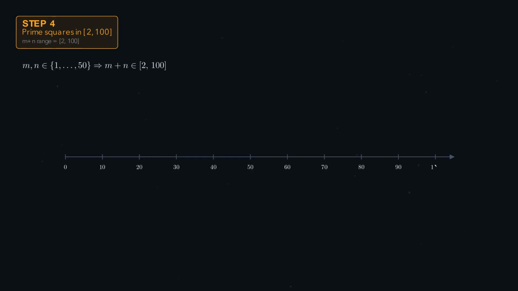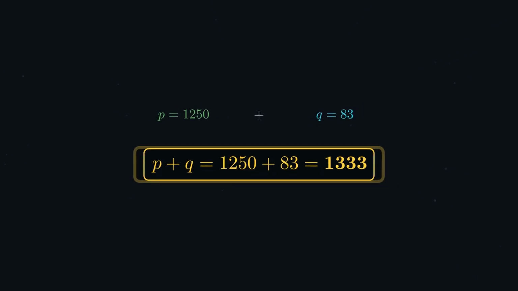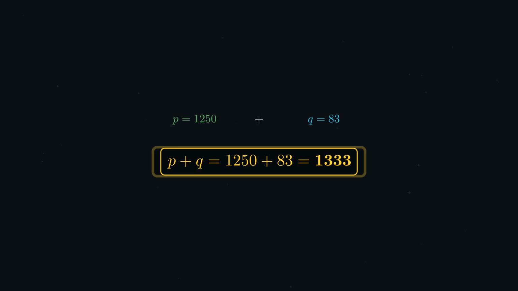Since both m and n range from 1 to 50, their sum goes from 2 up to 100. The prime squares in that window are 4, 9, 25, and 49, from primes 2, 3, 5, and 7. Counting the valid pairs along each diagonal gives 3, 8, 24, and 48. So q equals 83. Adding it all up, 1250 plus 83 gives us P plus Q equals 1333.